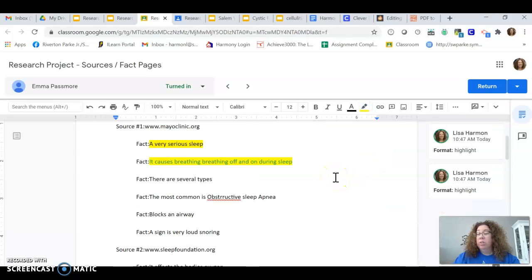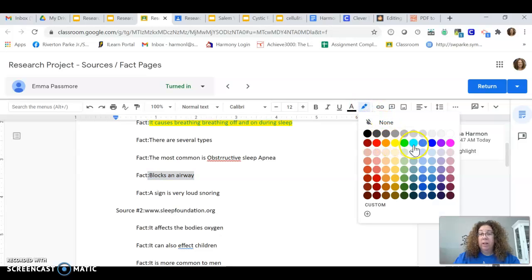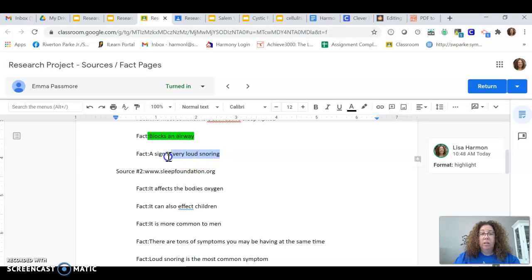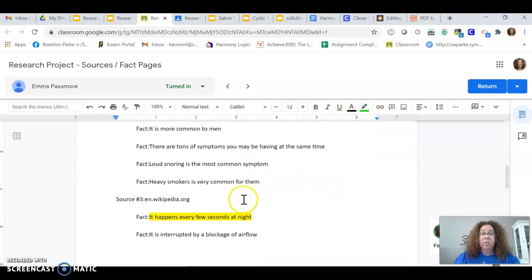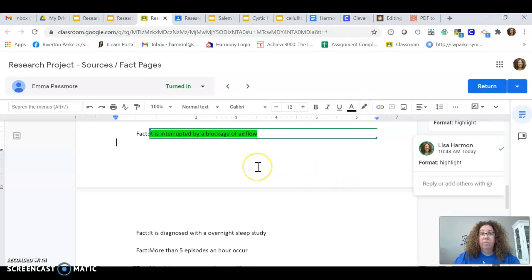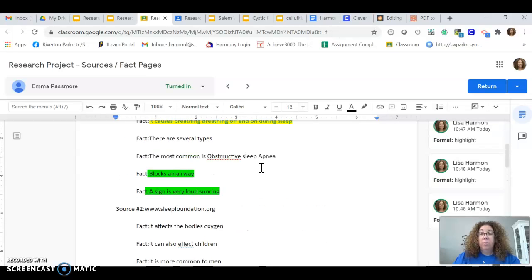Now, she would go to her next topic of causes and symptoms. Okay, the airway is blocked. That would be a cause or a symptom. Loud snoring, cause or symptom. And she's going to read back through these. Here's a cause, interrupts the block and blocks the airflow.